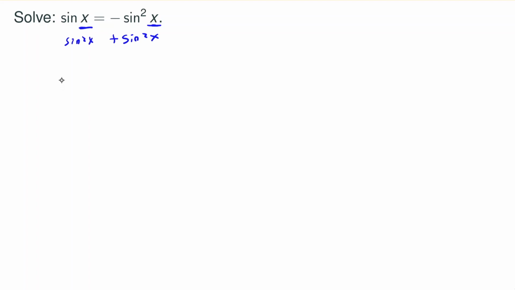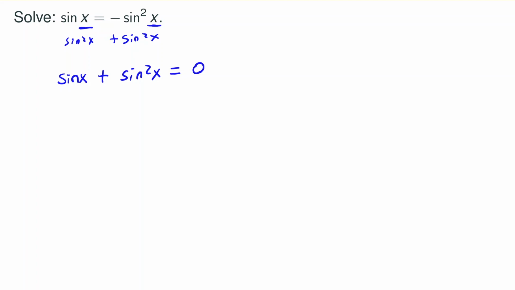So we have sine x plus sine square x. We cannot divide by sine x here because sine can be 0. Okay, so this is the only way. Add equals and the right side will be 0.